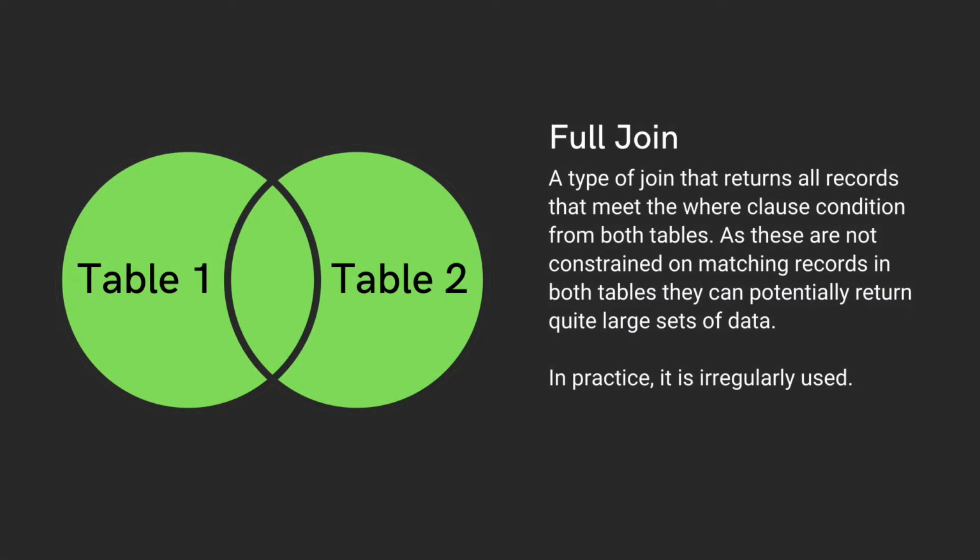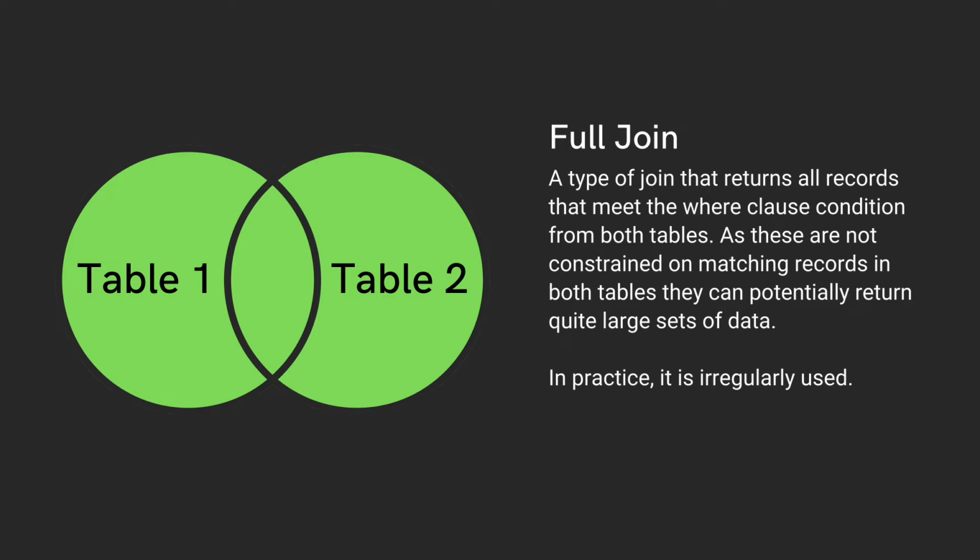This leads nicely into the full join. So the full join basically would allow you to get all of the results for students and all of the results from courses, even if there is either no courses taken by a student or no students taking a course. So basically it is a type of join that returns all the results that meet the where clause condition from both table 1 and table 2.